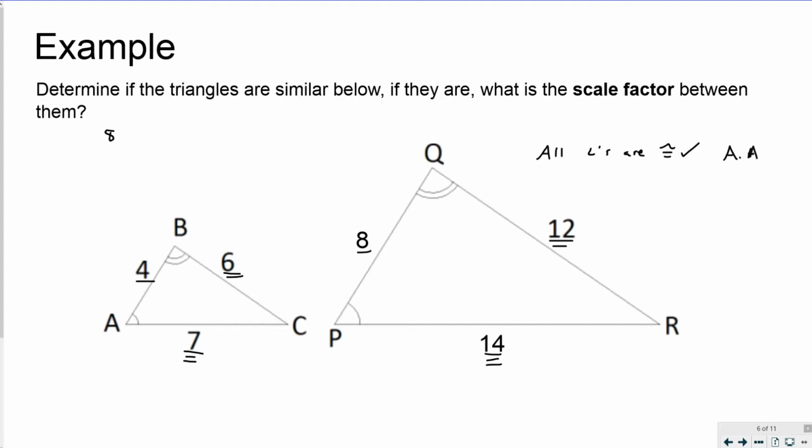So if I do 8 divided by 4, I get 2. If I do 12 divided by 6, I also get 2. And if I do 14 divided by 7, I also get 2. And that means, since all of the sides when divided are equal to the same number, the triangles are similar. So I can write that triangle ABC is similar to triangle PQR.